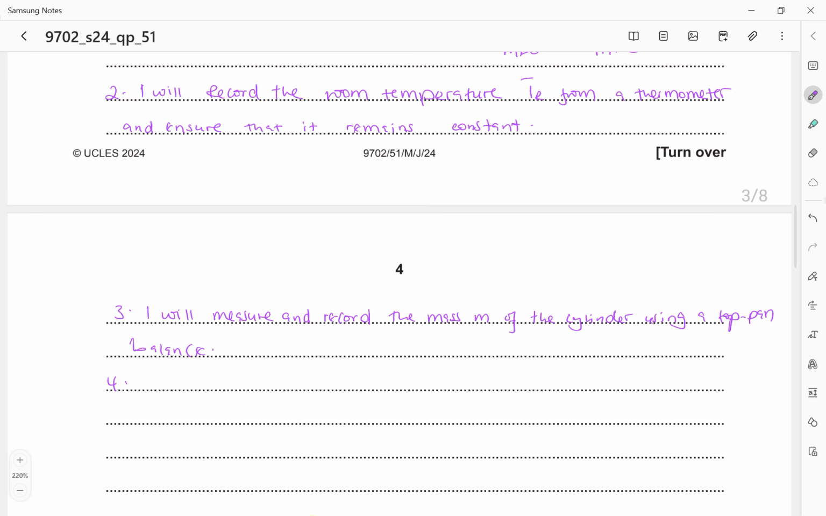Step number 4, of course, I have to measure the length. I will measure L using a ruler. Of course, if the length is not very big, you could also use a vernier caliper.